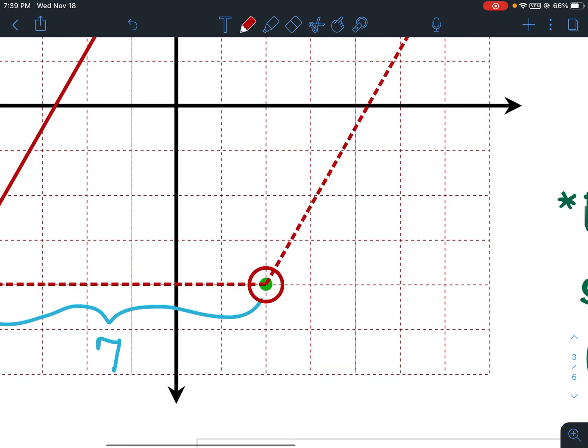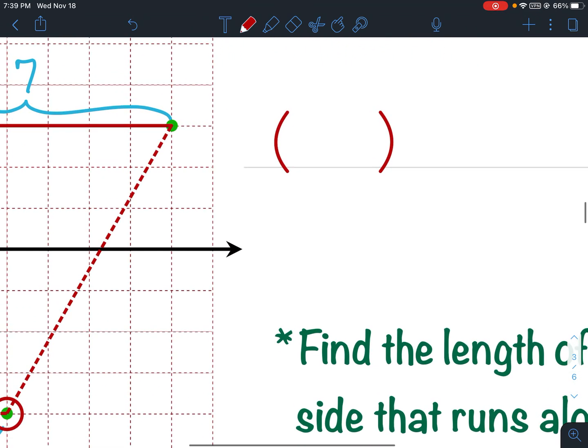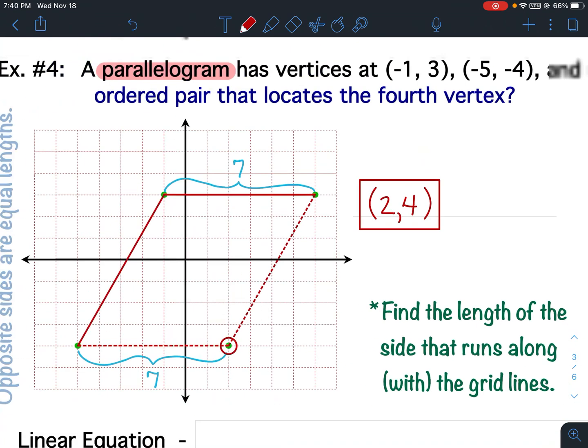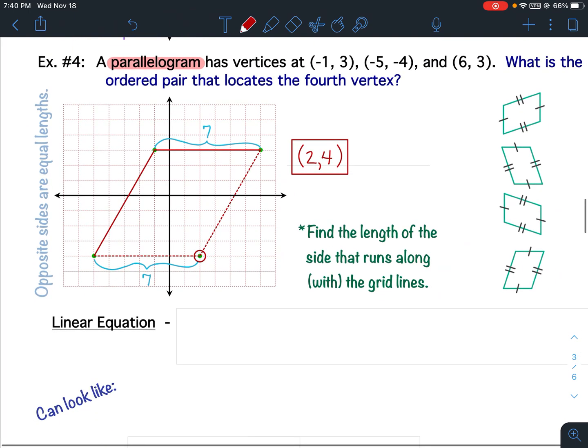So what is the ordered pair of that vertex? Well, it goes to the right 2, so that's a positive 2. Then it goes down 4, and because it goes down 4, that is a negative 4. So my ordered pair would be (2, -4). And that is it for example number 4. I know this one can be a difficult one, and it's an often missed question. So please, if you have any questions, do not hesitate to ask.